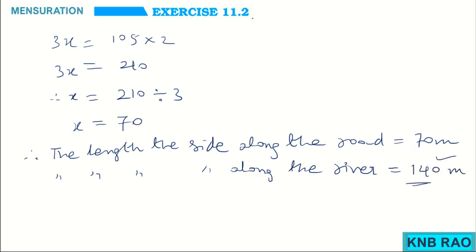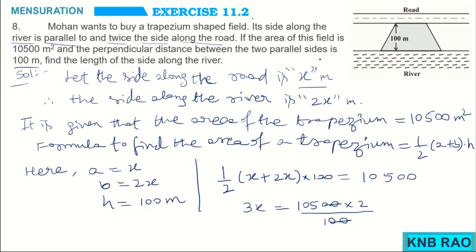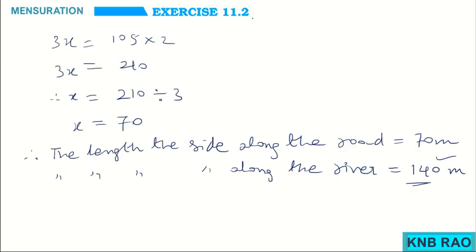With this we will conclude, and we are asked to find the length of the side along the river. So 140 meter is the answer. So this is how we solve this question. Okay children, now we will go for question number 9.